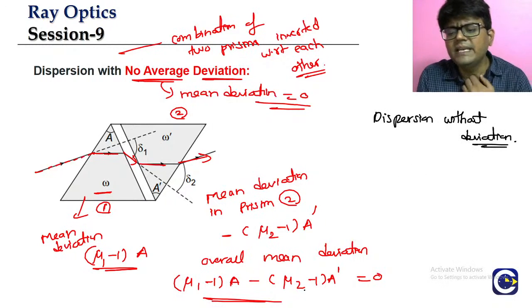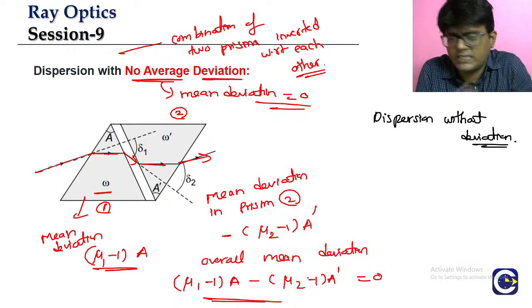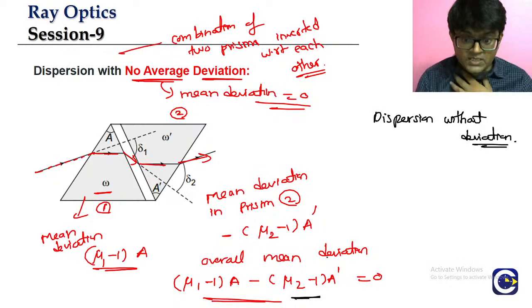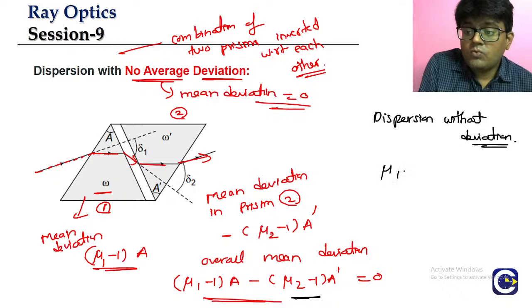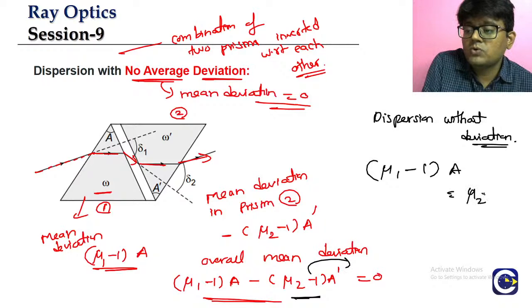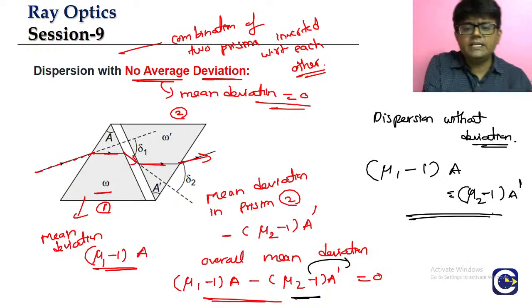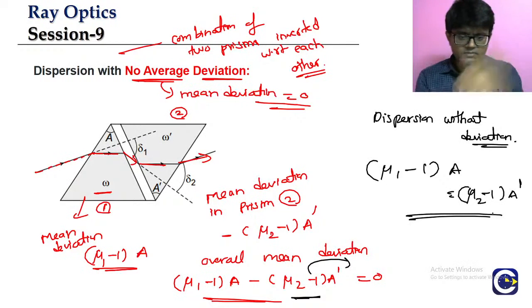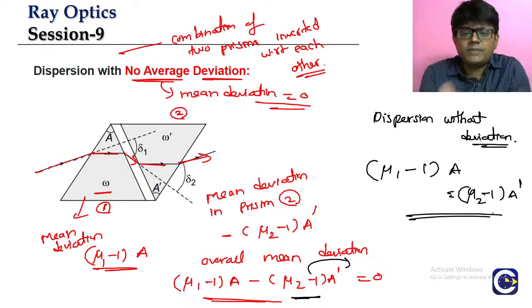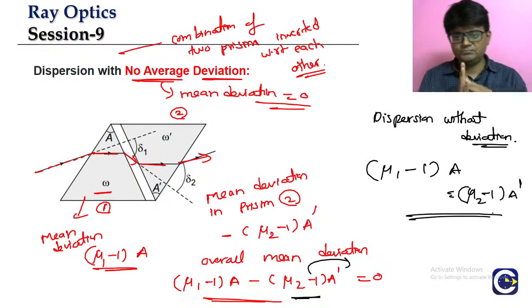Means what? The overall mean deviation should be 0, that's it. Mu 1 minus 1 into A should be simply equal to, taking it to the right side, mu 2 minus 1 into A dash, that's it. So whatever deviation is produced by prism 1 in one direction should be countered by prism 2 in the other direction.